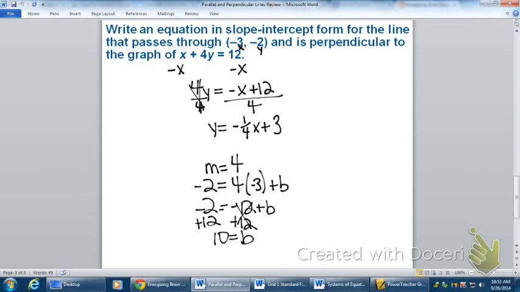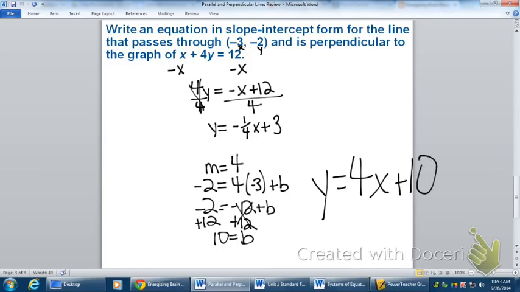Now we have our slope and we have our b, our y-intercept. So the last thing we need to do is put it in slope-intercept form. It's going to be y equals 4x plus 10.